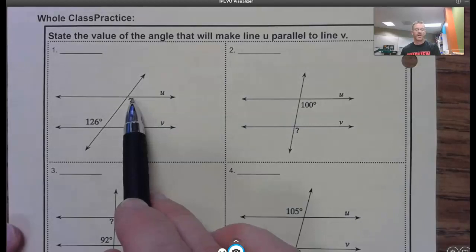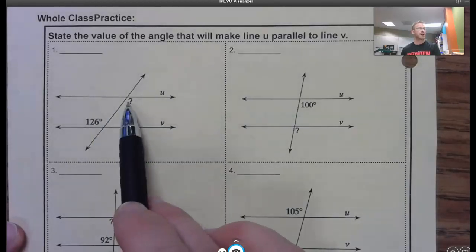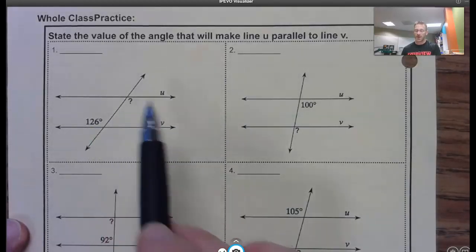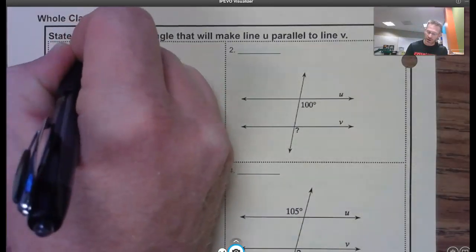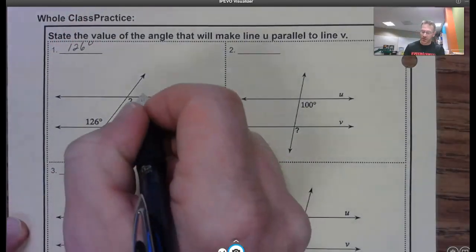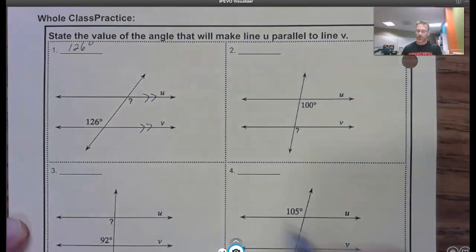And then for the lines to be parallel, we want alternate interior angles to be congruent. So if this is 126, then our mystery angle here also has to be 126 degrees. And then that makes our two lines parallel. All right, so this has to be 126 degrees as well. All right, so moving on to number 2.